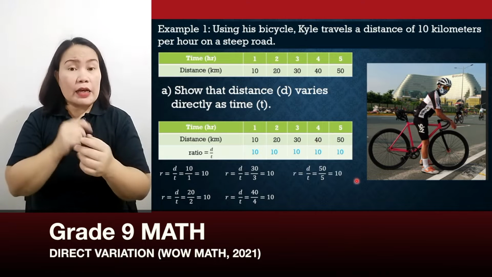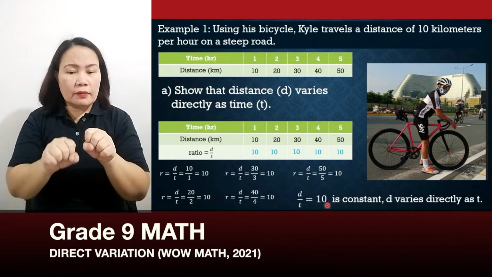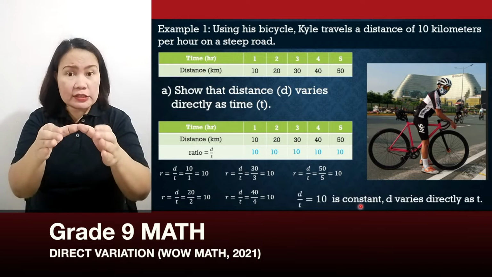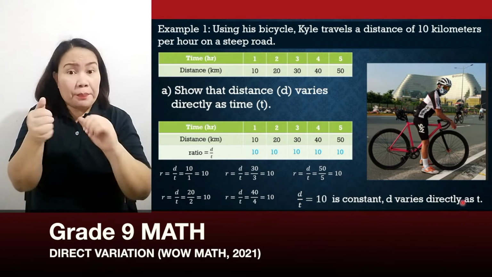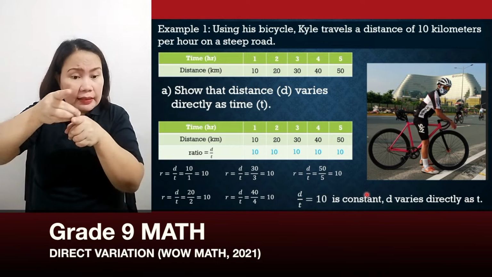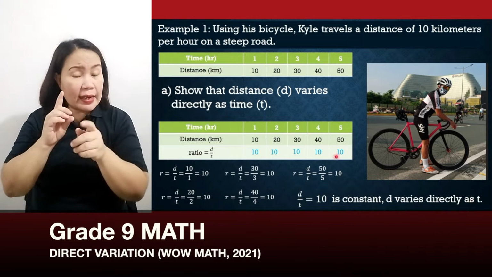So therefore, 10 is constant. So, ibig sabihin, d varies directly as t. Okay, so again, ang constant natin dito is 10.